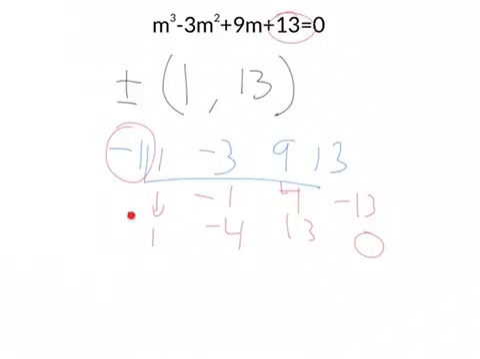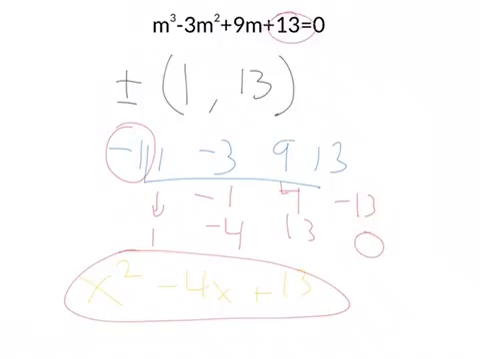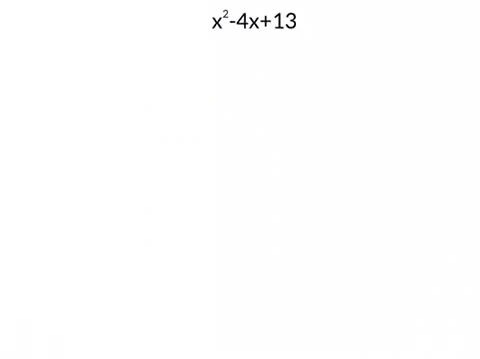So now I can take these numbers here and rewrite a new equation. That equation would be x squared minus 4x plus 13. And the only way to solve that is going to be to use the quadratic formula. So I rewrote our new equation up here, and the way we're going to solve that is with the quadratic formula. So a equals 1, b of course equals -4, and c equals 13.